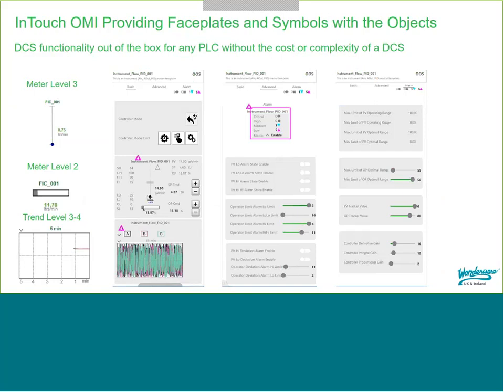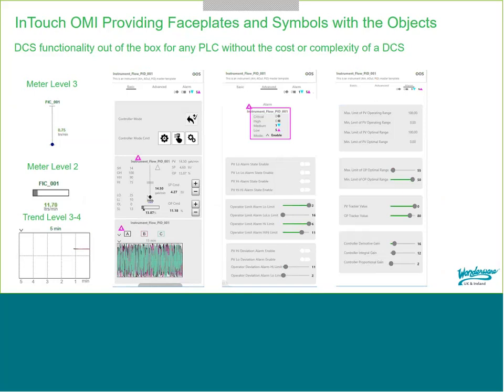This shows us a representation on the left there for a level 3 meter, or perhaps a level 2 meter below it, or even the trend at the bottom layer. These are the graphic representations that you can choose when you create one of the instances from those templates in that asset library that I was just showing you. You also get the faceplates with it.